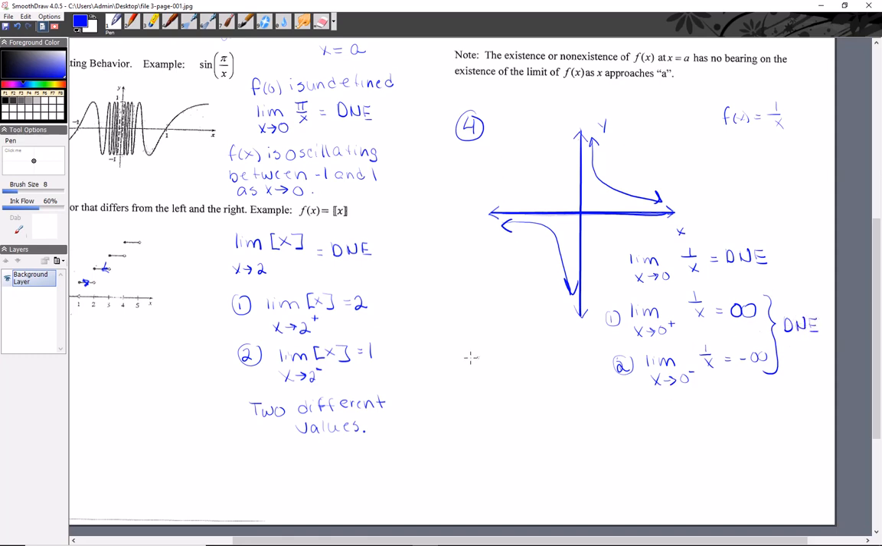And this is our last kind of discontinuity. This is going to be an infinite discontinuity. All right, and we can also say that f of 0 is undefined.